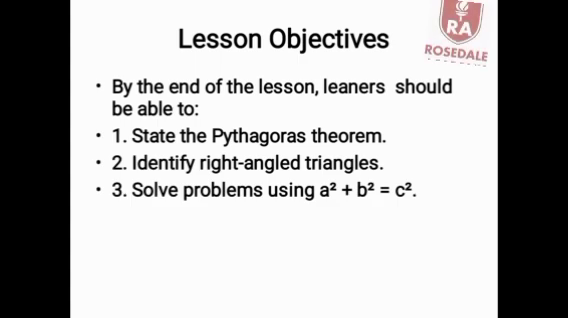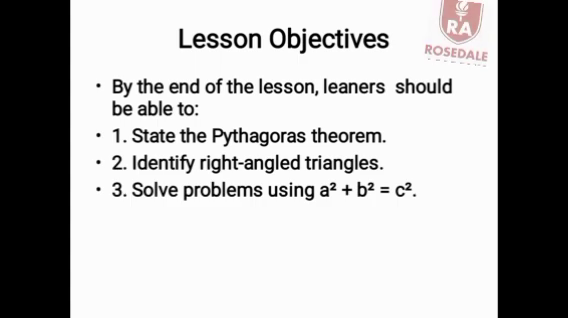By the end of the lesson, learners should be able to, number one, state the Pythagoras theorem. Very, very important. Number two, identify right angle triangles. Number three, solve problems using a square plus b square equals c square. Many of our learners have been having issues with all this, and I promise that before the end of this lesson, you are going to achieve all our objectives.